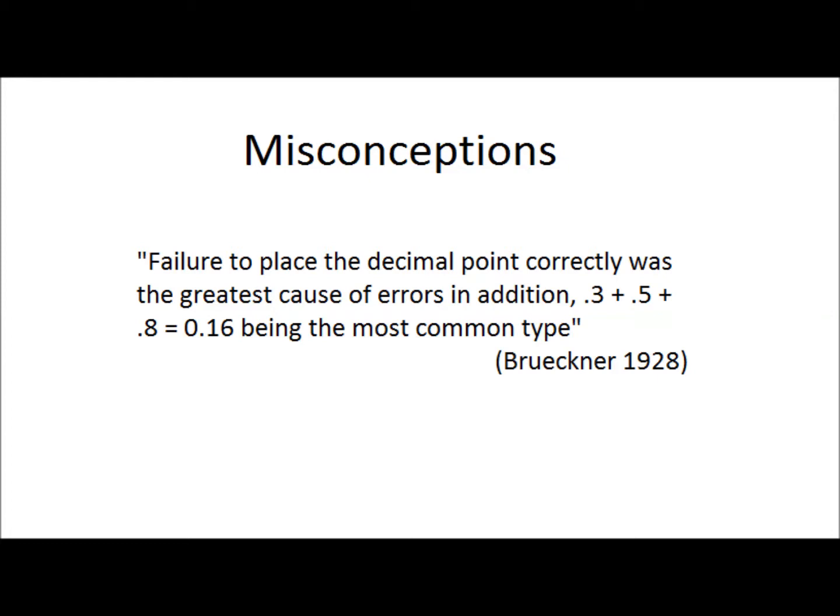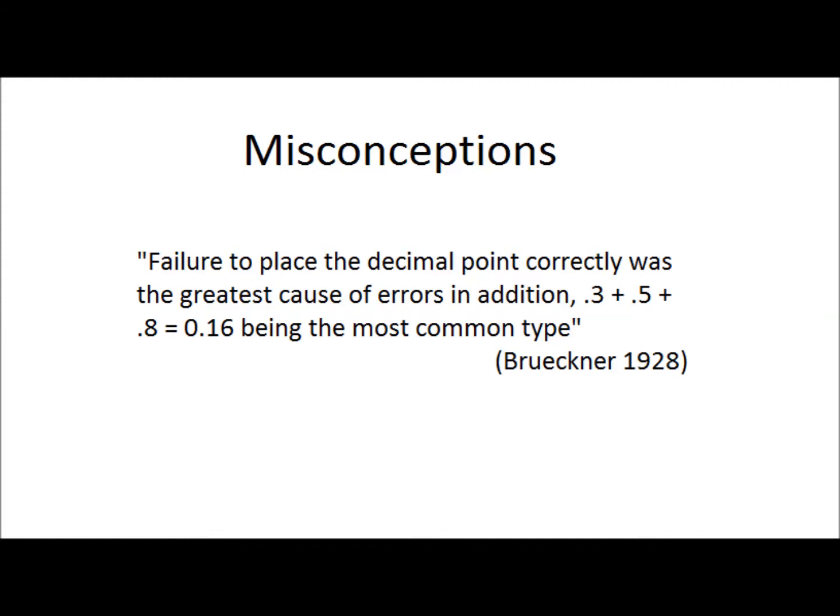Lee Bruckner carried out a test to see how students responded to a lesson on decimal addition, and he said that the failure to place a decimal point correctly was the greatest cause of errors in addition, with 0.3 plus 0.5 plus 0.8 equals 0.16 being the most common type. Of course, it's 1.6. Even though the test was performed in 1928, this still rings true in the classroom today as one of the most common misconceptions to do with decimals.